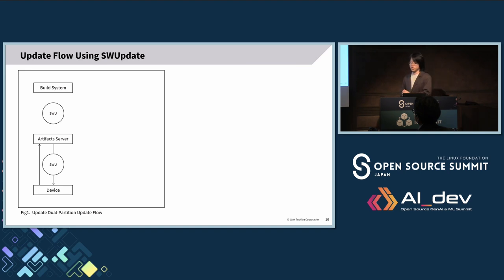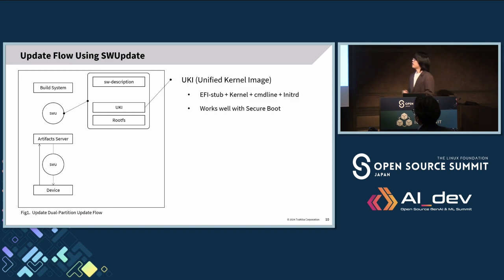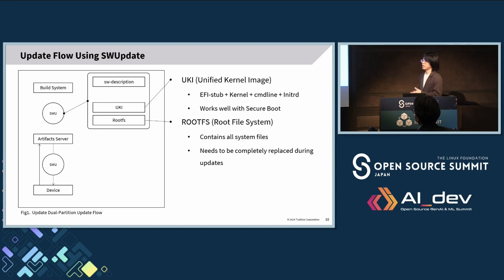Let's review the basic information on updates with SWUpdate. For the update, the device uses a SWU file that consists of 3 main parts: the root file system, or rootfs, Unified Kernel Image, UKI, and the sw-description file. The UKI includes the EFI stub, kernel, command line, and initrd, and works well with secure boot. The root file system consists of the file system, and this is completely replaced during the update. The sw-description consists of information about the UKI and root file system, such as size, hash value, and instructions on how to install them.